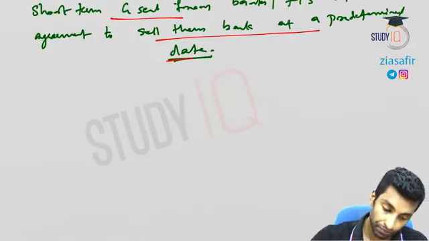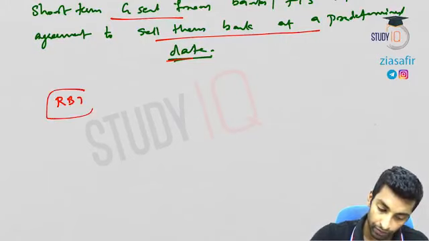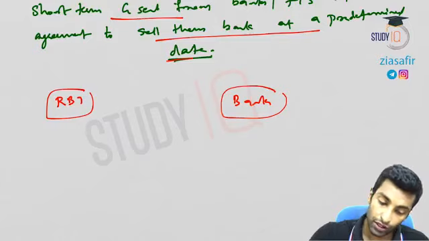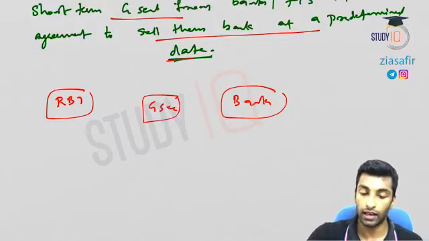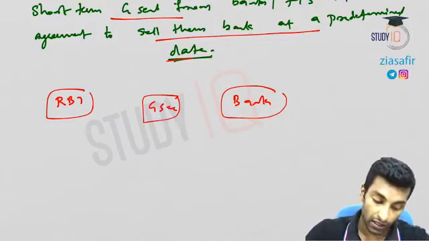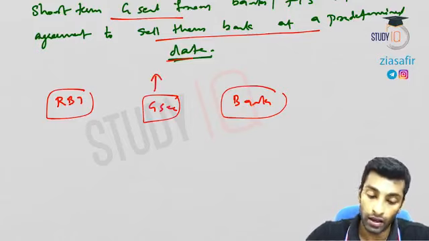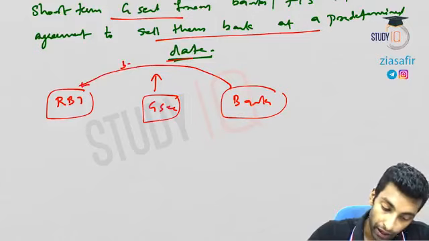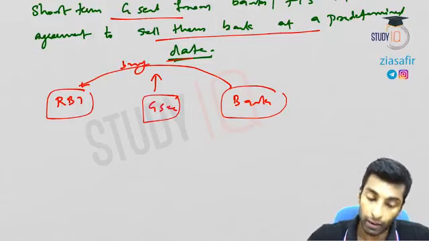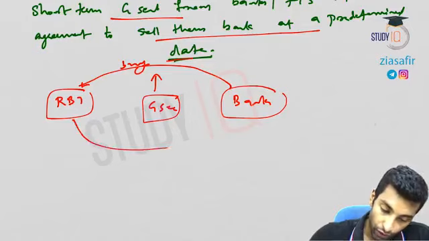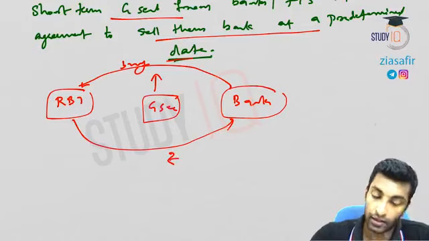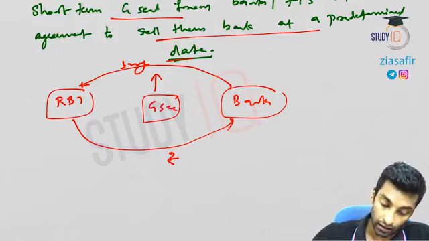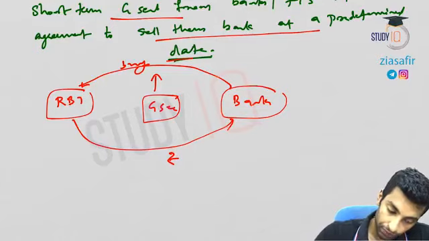So here how will it go? RBI and banks. First, what transaction? G-Sec is there in between, right? So this government security is what RBI is going to buy. First from the bank, RBI will buy, and RBI will give money, with an agreement. What is that agreement? To sell back.